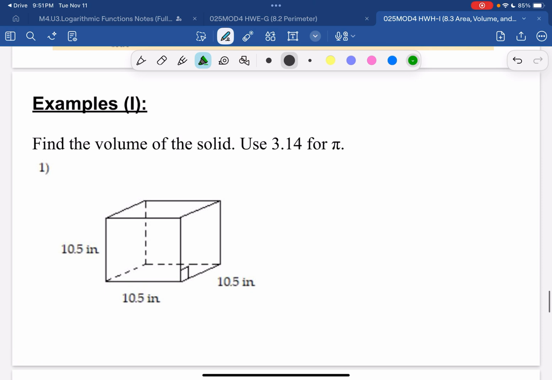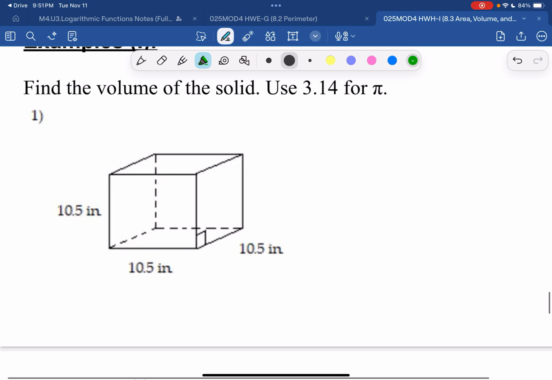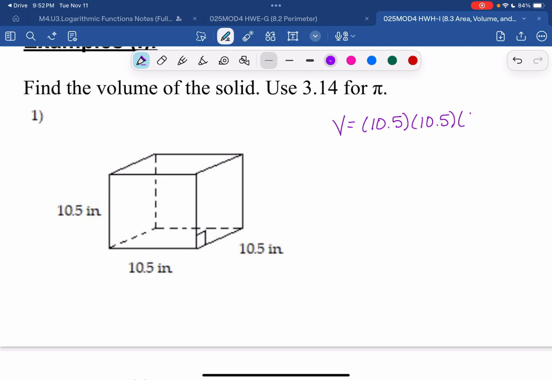So let's look at some examples. The first one we're going to look at is a basic cube. So the volume of a cube is side cubed. Now you can also just say that this is a rectangular solid. So if we do that, then we could just say it's length times width times height. So that would just mean 10.5 times 10.5 times 10.5, which is the same thing as 10.5 cubed. I just wanted to make sure that you guys saw that, recognized that, understood that.